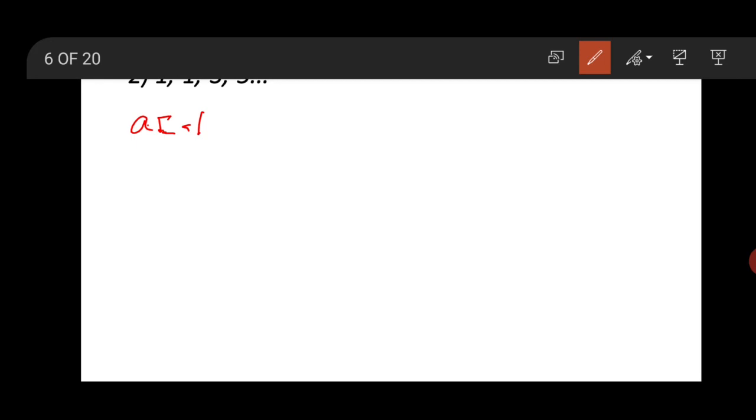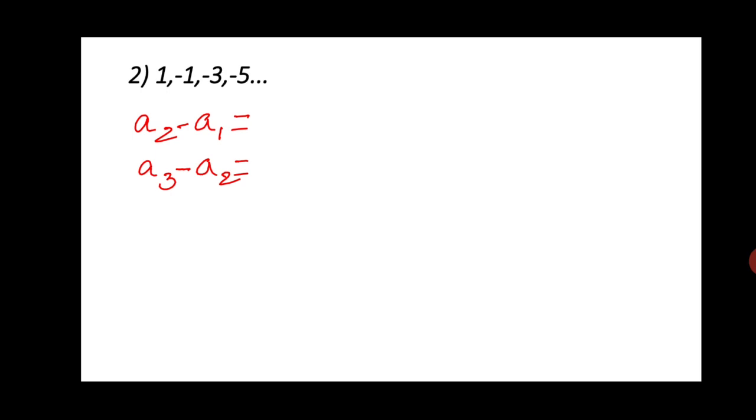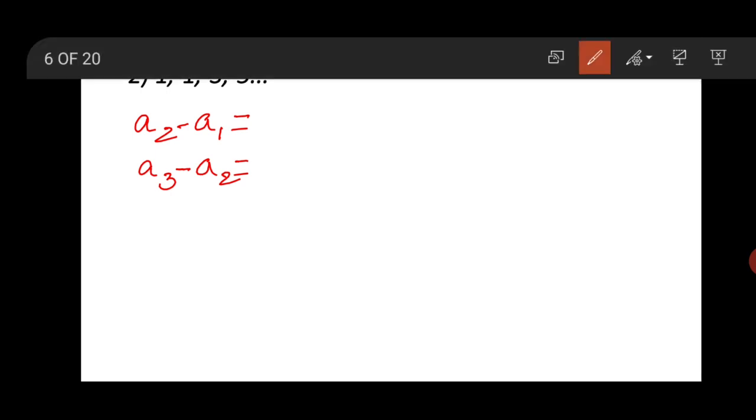A2 minus A1. A2 minus A1 is equal to what? Then again A3 minus A2 is equal to what? Minus 1 minus first term, which is 1. So minus 1 minus 1, on adding, is equal to minus 2.